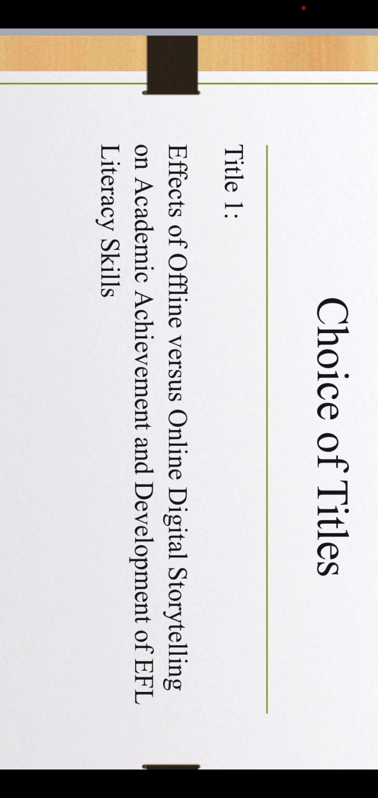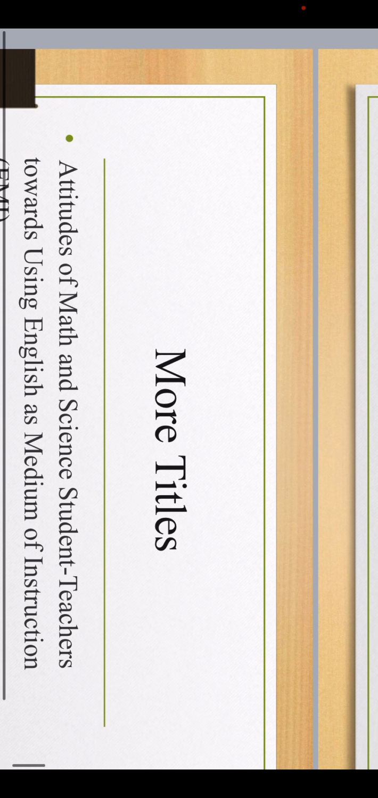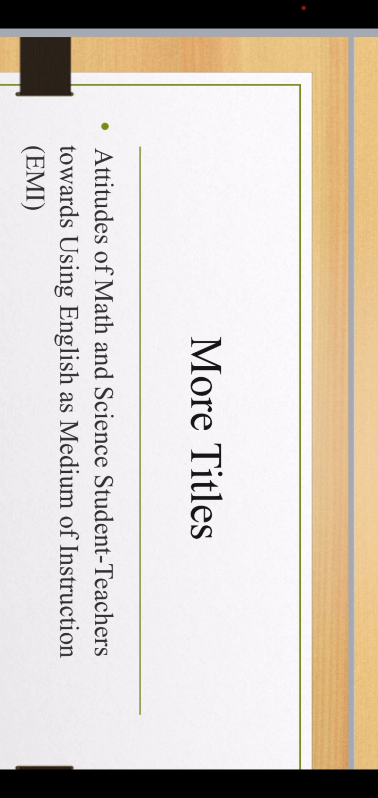We are studying the effects of variables. Here we have relations among variables. Offline on academic achievement, offline on development of literacy skill, and another effect, which is online on academic achievement, online on development of literacy skill, and then we compare which one is better. So from just reading the title, we can understand a whole research, and this is definitely quantitative. We have lots of variables and we're studying the relationships among them. Another one, more titles.